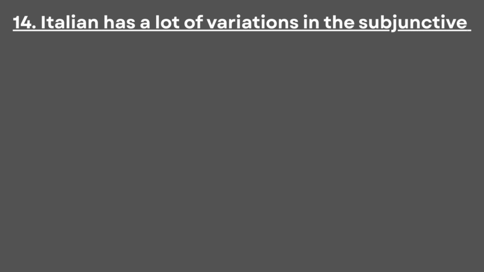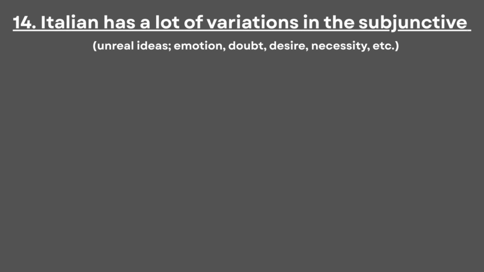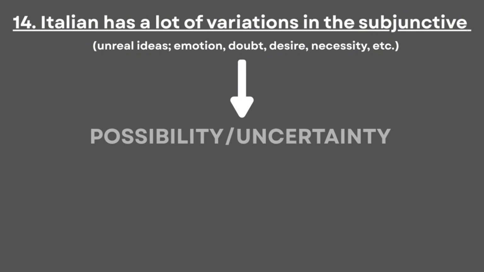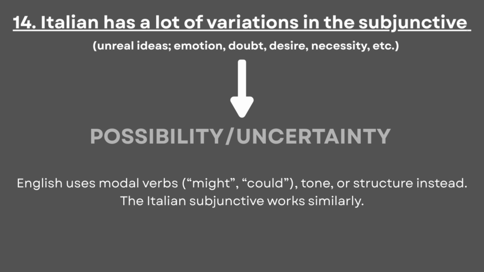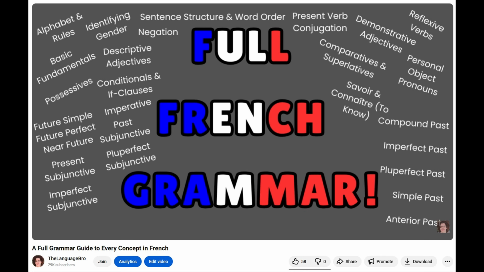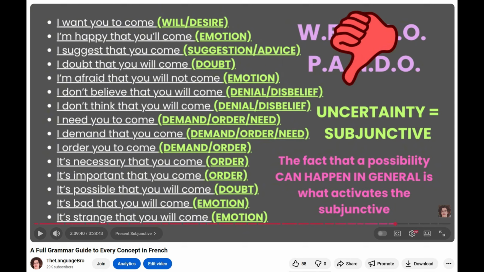Number 14. Italian has a lot of variations in the subjunctive mood, expressing things that are unreal, using emotion, doubt, desire, and necessity, which all lead to the idea of possibility and uncertainty. While English can have modal verbs, tone, or specific structures, Italian uses the subjunctive similarly. If you have seen my French grammar video, I give a thorough explanation of the subjunctive mood because it's the same fundamental in any language.